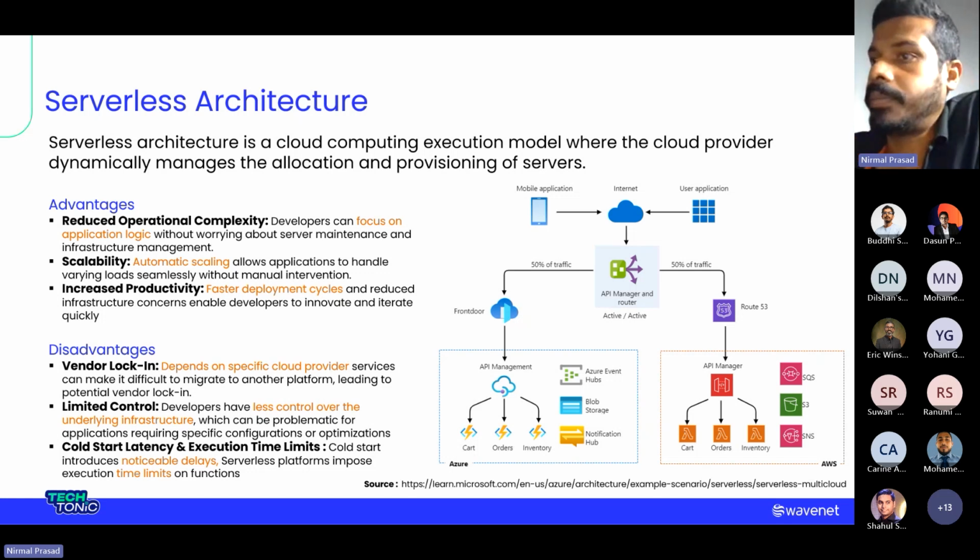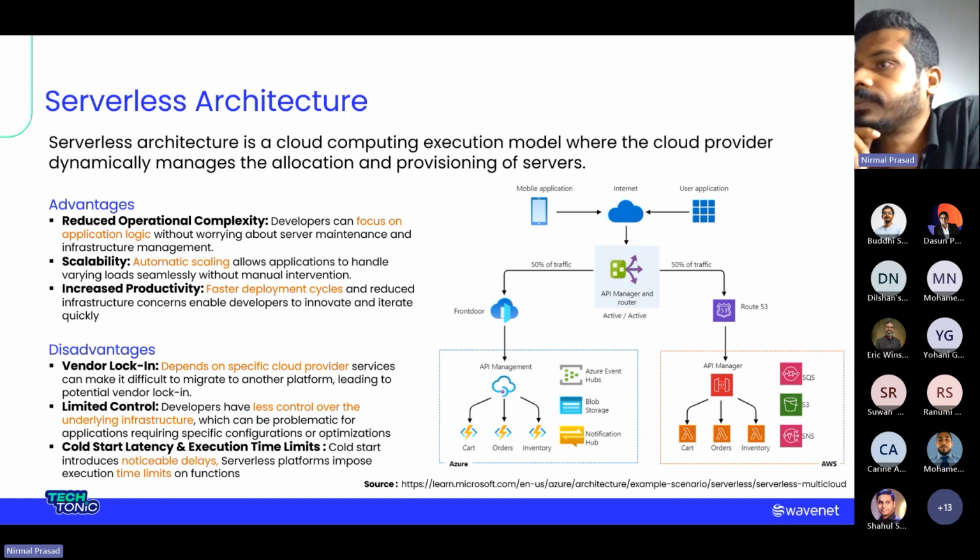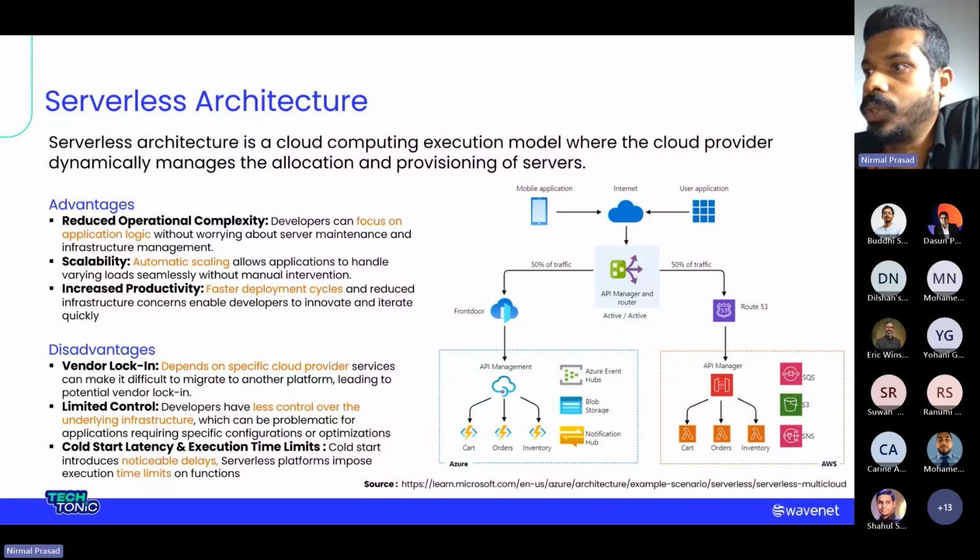That's why some vendors also encourage a multi-cloud serverless design. I captured this article from the Microsoft site. They also mention that if you are going to do a serverless multi-cloud design, use two vendors, because then you can reduce the vendor lock-in disadvantage and route your traffic 50-50. Or if you get more benefit from one vendor, you can send the full traffic there, and keep the other as a backup.